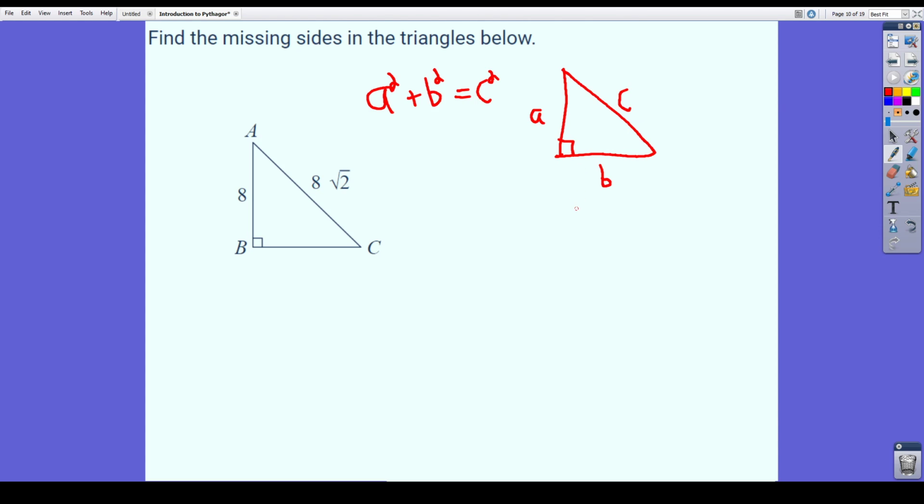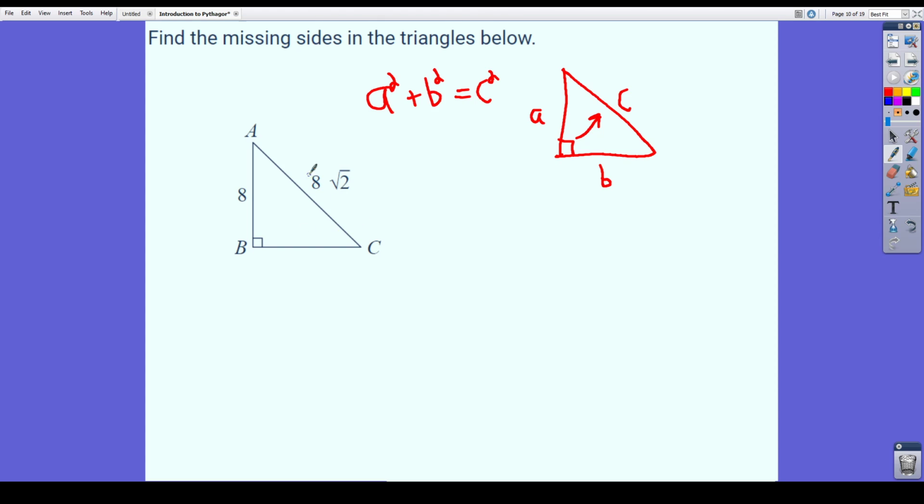Now, the values you use for a and b really don't matter, because in addition it doesn't matter the order in which you add the two numbers. Whatever you add together will be the same. However, it does matter what you pick for c, and you must remember that c is the hypotenuse, which is always across from the right angle, the side opposite the right angle in your triangle.